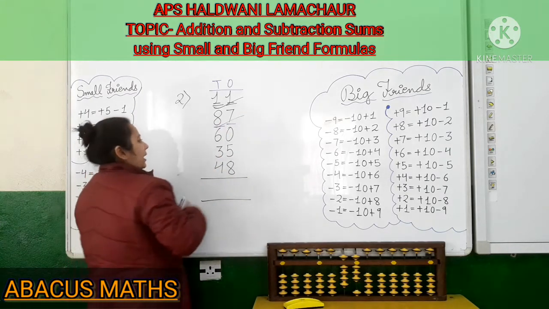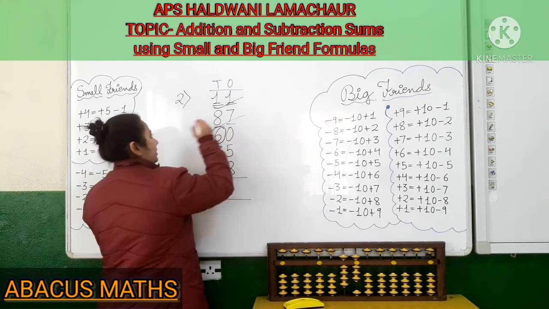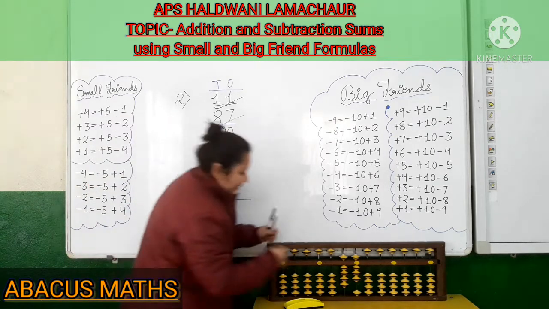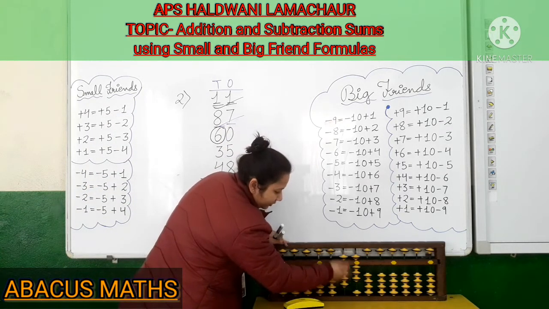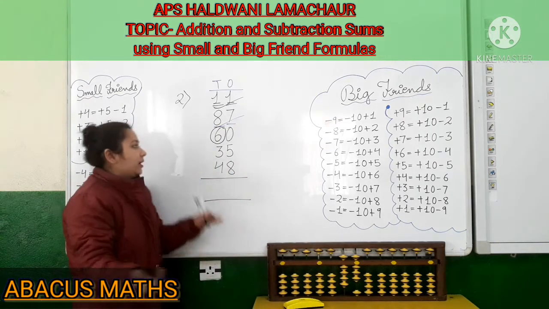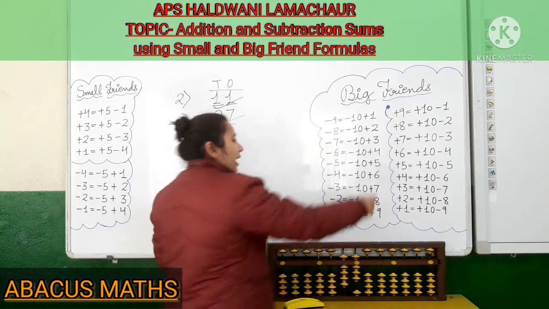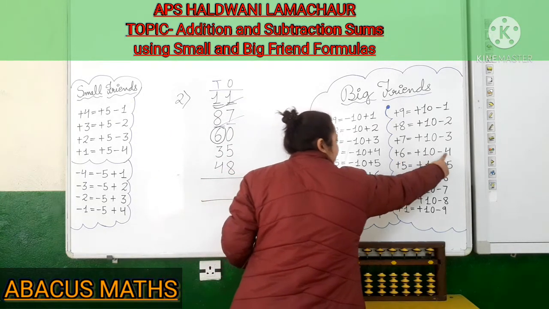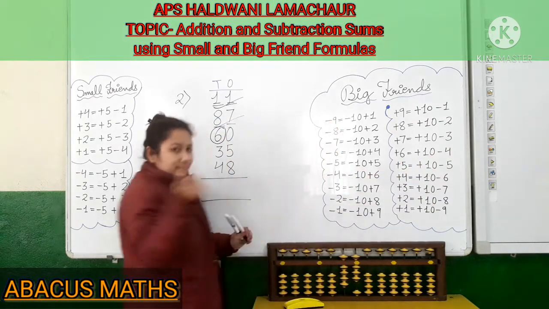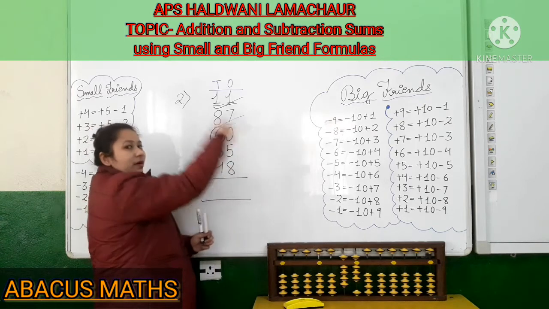Now next add this 6 in 10's rod. Now you can see kids that 6 bead is not there. 9 is already added. Now for 6 take the help of big friends. Now for adding 6 what is the formula? Plus 10 minus 4. Plus 10 we will do in one rod up.